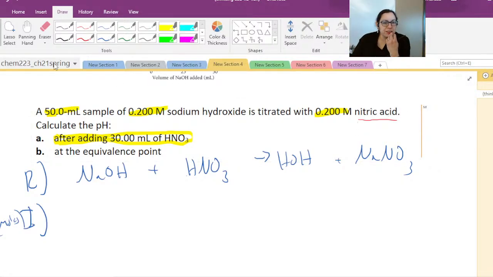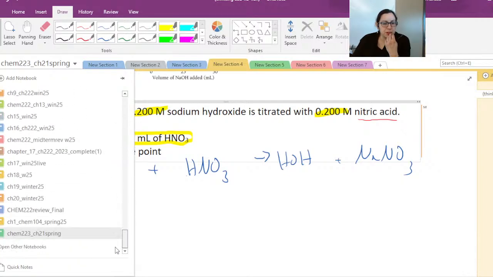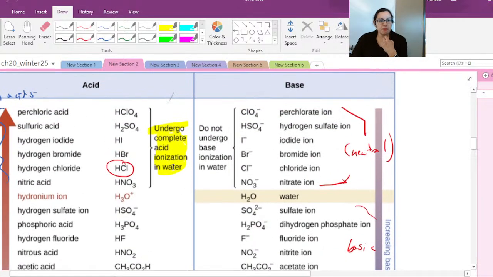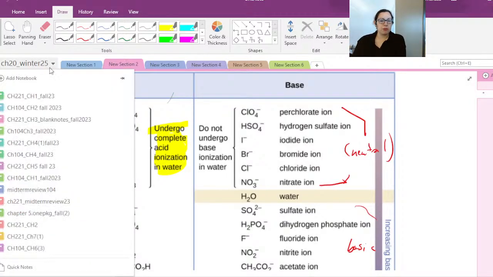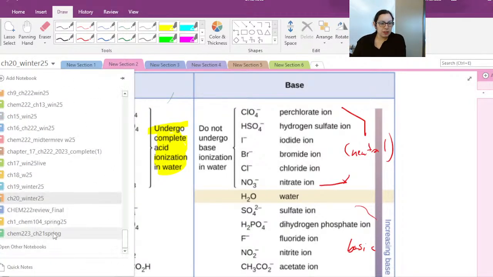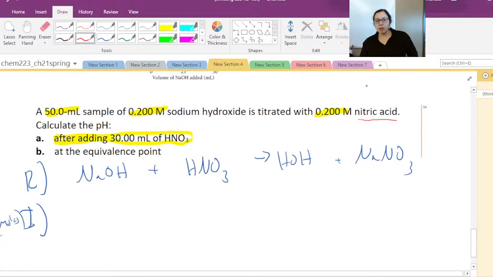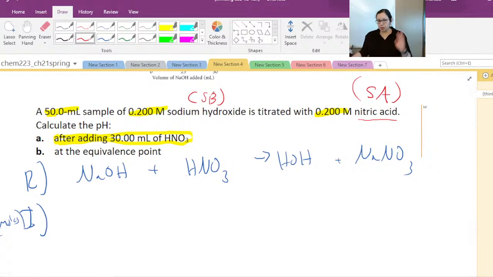Right, don't forget your cheat sheet from last quarter. Maybe if we need more of those. We have to remember who's a strong acid and who's not. Nitric is one of our strong acids, fully disassociating. I'll put SA for strong acid, and then sodium hydroxide, I'll put SB for strong base. And so we're not thinking of equilibrium or Henderson-Hasselbalch.